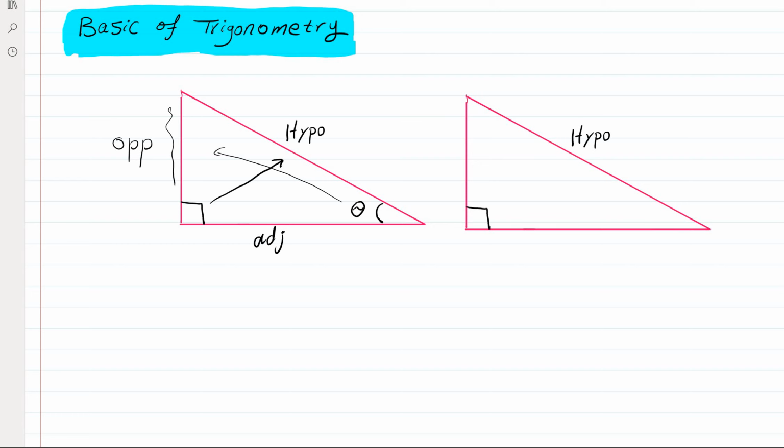So students, how about if theta wasn't in this part? How about if theta was on this side? So the hypotenuse is stable. Hypotenuse is still opposite to 90 degree. But this part, this time, is going to be opposite. And the one left is going to be adjacent. Alright?